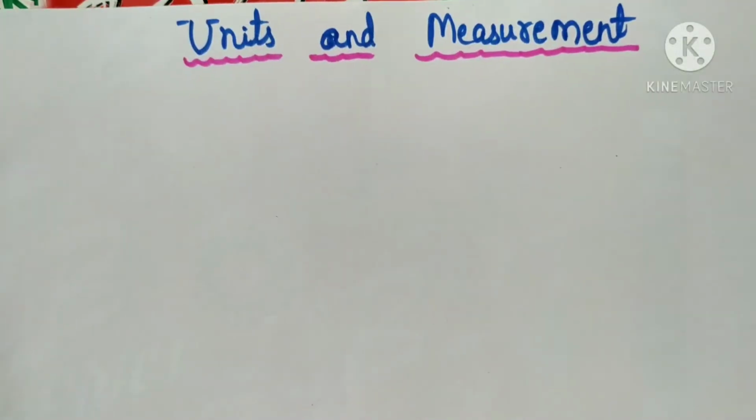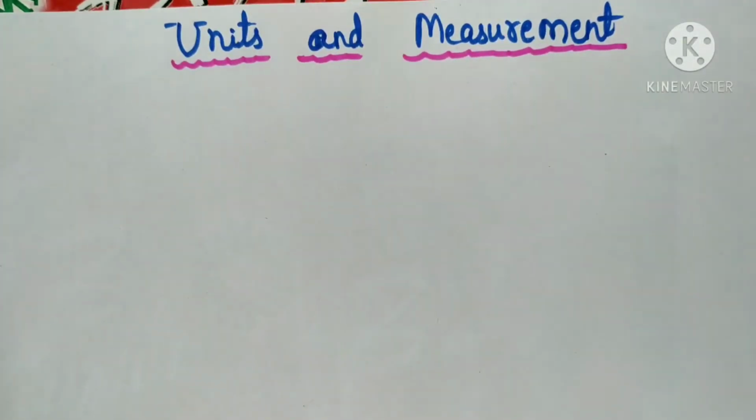Hello dear students, let us continue with the topic units and measurement. In the last class we were discussing the indirect method to measure very small distances. We discussed how to measure the size of an atom by the Avogadro method, and also the size of a molecule of a liquid. We took oleic acid and discussed how to determine the size of a molecule of oleic acid.